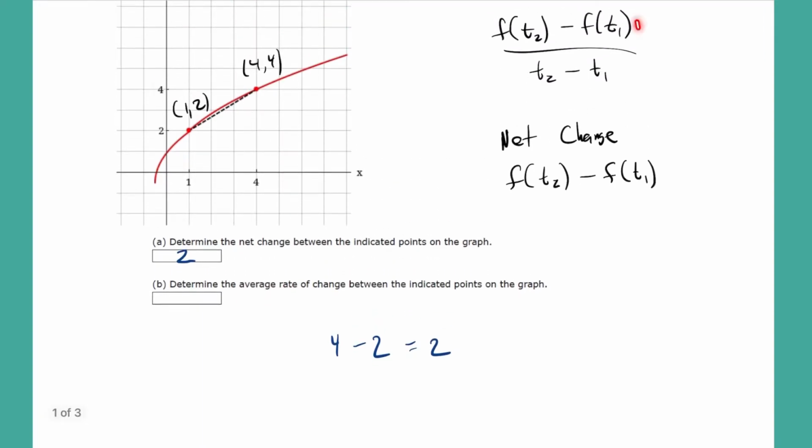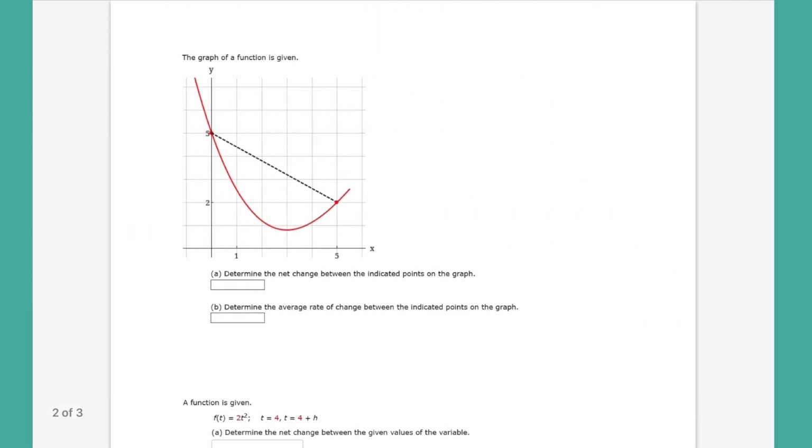All right, the average rate of change is going to be the same formula divided by the difference of the x's. The difference of the x's is 4 minus 1, which is 3. So that would be 2/3. That's all there is to this section.